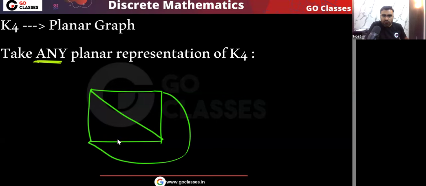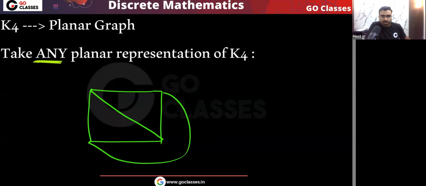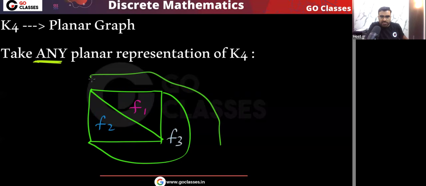Now in this, what is the face? Let's see the face, or I can say region, in a planar representation. Here, this area surrounded by the edges is called a face. Very simple definition. Look at this. This area is surrounded by edges, so this is called a face. Let's call it face number 1. This area is surrounded by edges. This is face number 2. This area is surrounded by edges. This is face number 3. And this outside area is face number 4.